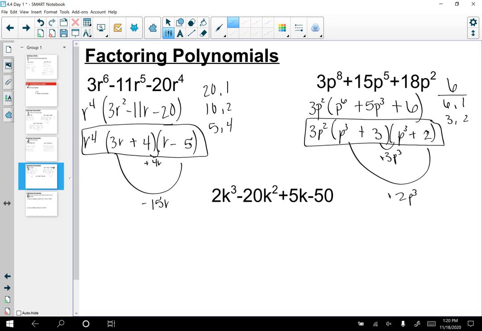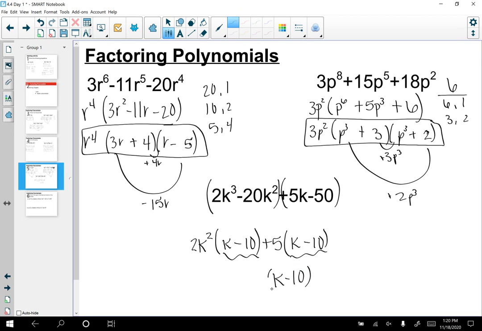All right, on the last one, I see there's nothing in common that I can pull out of every single term. And there's 4 terms, so I'm going to go ahead and factor by grouping. All right, and the first one, the thing that pops out to me is a k squared. And I also see a 2, so I'm going to factor out 2k squared, and I'm left with k minus 10. All right, and the second one, what pops out is a 5. So I'm going to factor out 5, and I'm left with k minus 10. Again, these are the same, so I factor those out. And I'm left with 2k squared plus 5.